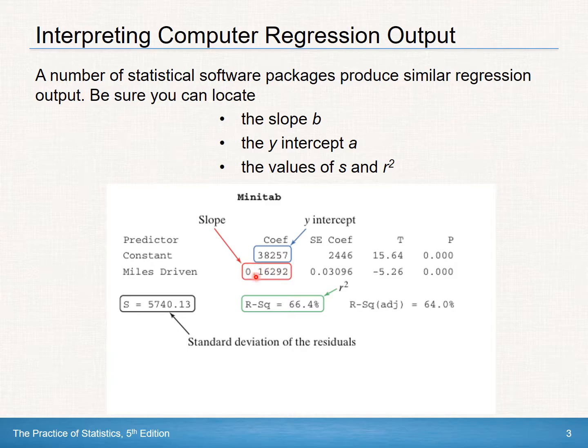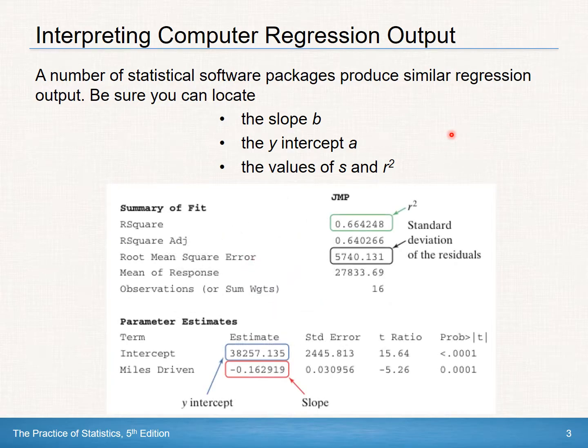In the Minitab, this constant right here is going to be your slope. This is your y-intercept. Notice it says constant. This is S, our standard deviation of the residuals, and R squared, 66.4%. You need to know what all of these are whenever they give that to you. You need to be able to find the slope b of the line, the y-intercept a, and the values of S and R squared.